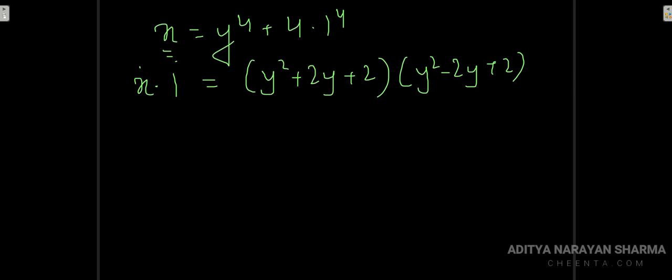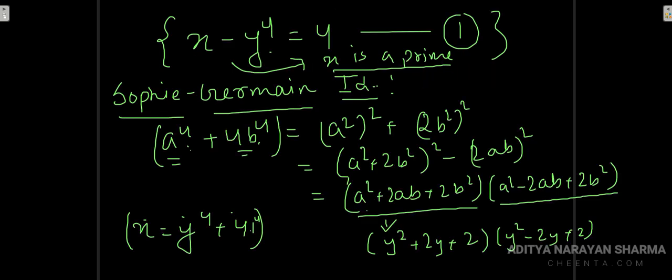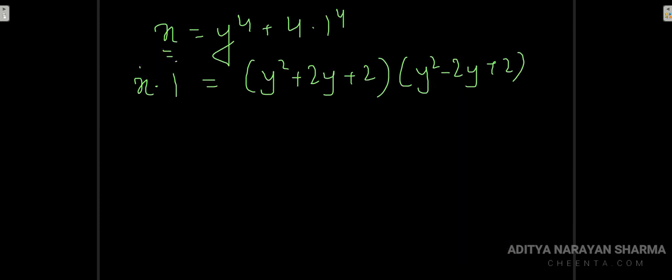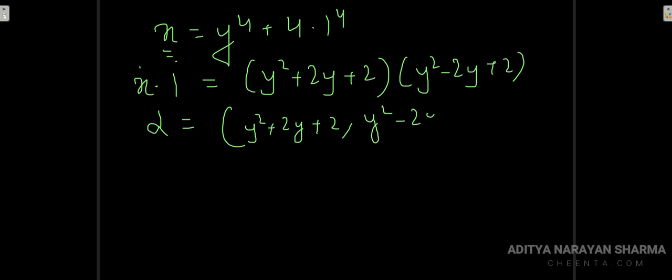So in the beginning of the equation, we can do some routine checks: if x equals 2, then obviously y to the power 4 equals 2 has no solution. So x cannot be 2 and x is greater than 2, right? And say the GCD of the right hand side expressions, that is y square plus 2y plus 2 and y square minus 2y plus 2, is d, and let's see what this d might be. So let's see if we can find some conclusion.